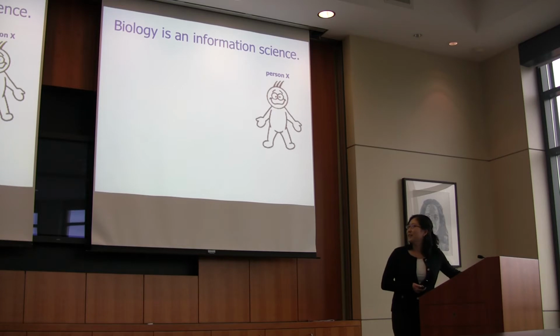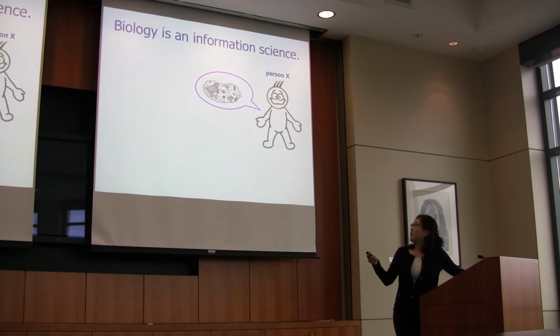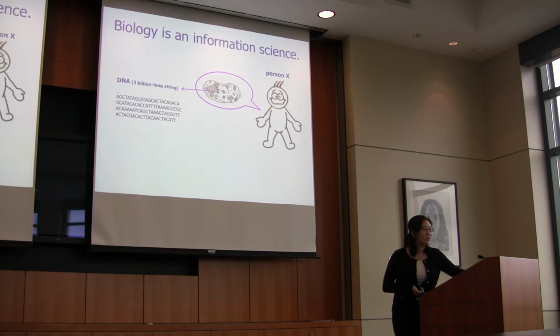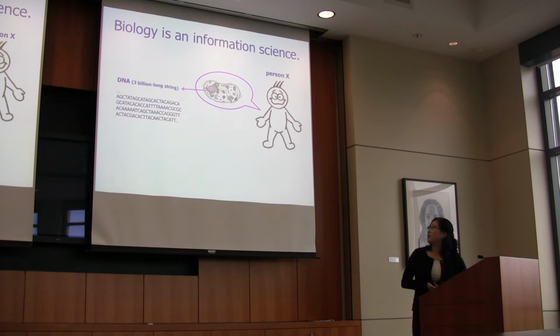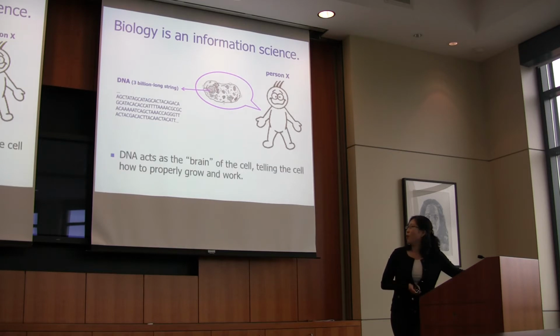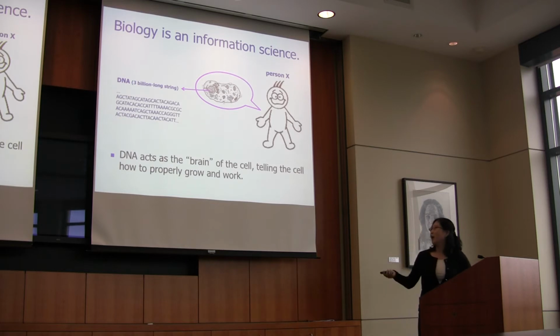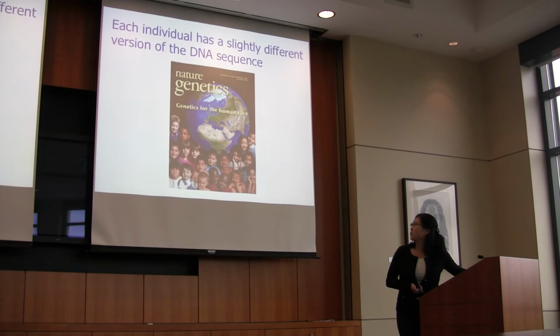So here we go. Any living organism like us consists of millions of cells, a lot of cells. And each cell contains genetic material called DNA. DNA is basically a very long, 3 billion long string of A's, C's, G's, and T's. Its main role is to act as the brain of the cell by telling the cell how to properly grow and work.